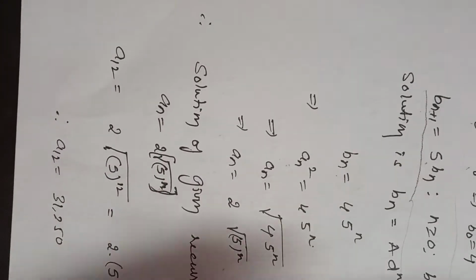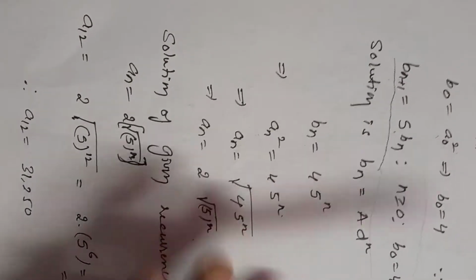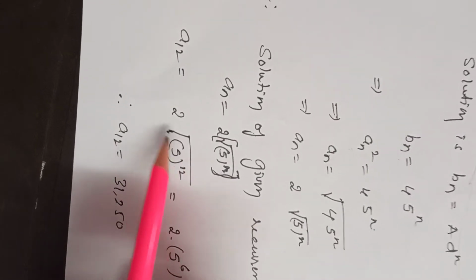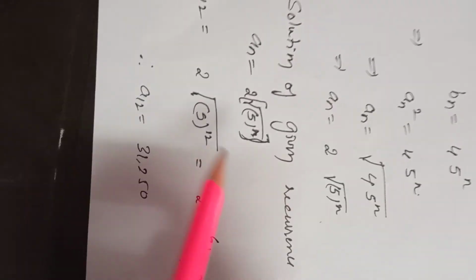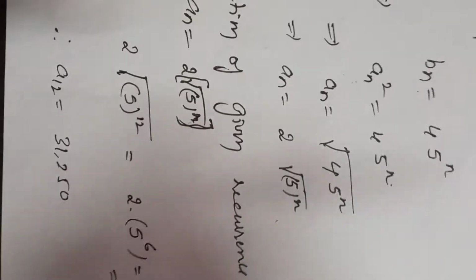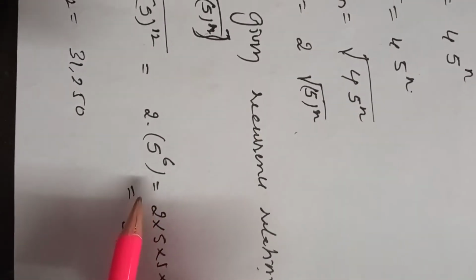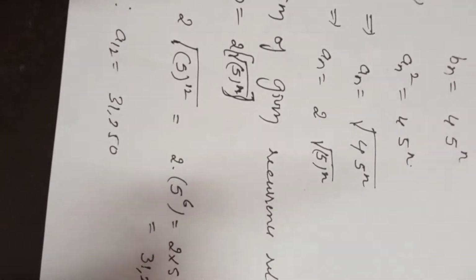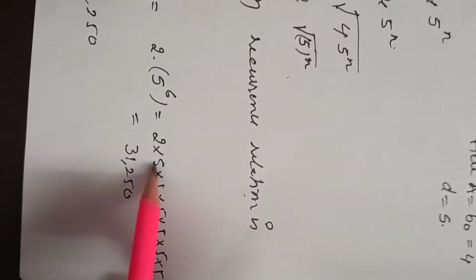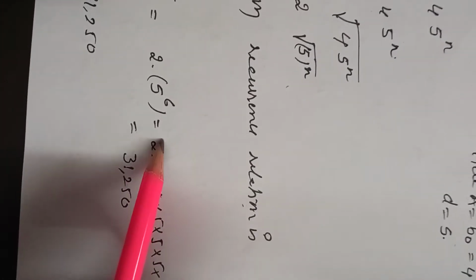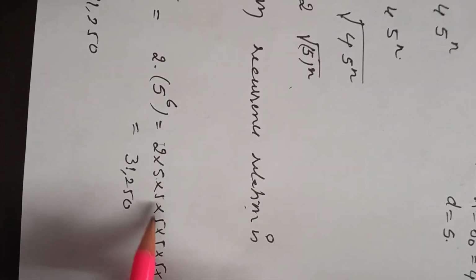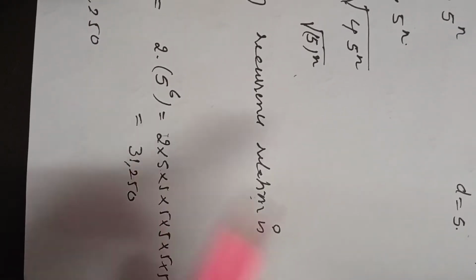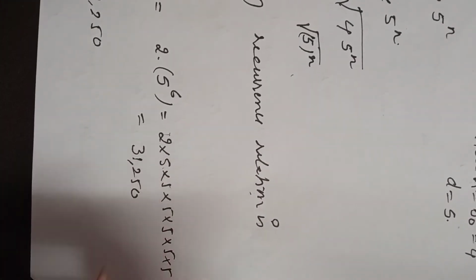Now here we have to find a_12. Put n = 12 here. Therefore 2 into square root of 5 power 12. Under square root, 5 power 12 means 5 power 6, right? Now 2 into 5 power 6. If you multiply, a_12 is equal to 31,250. 5 power 6 is 5 into 5 six times. 5 5s are 25. 25 25s are 625. 625 into 5 is 3,125, into 10 is 31,250.